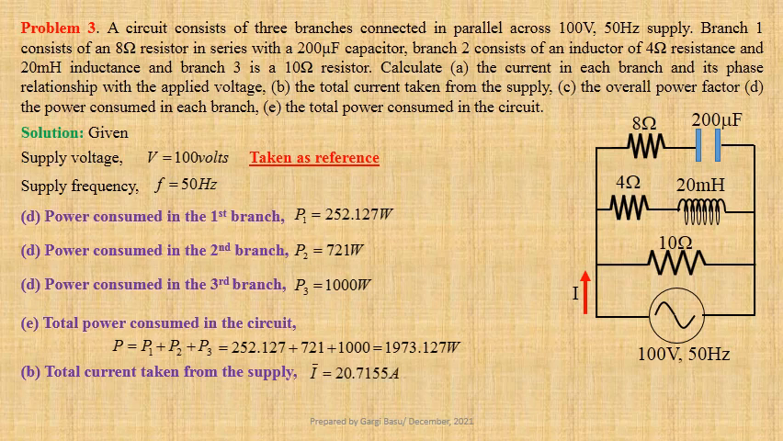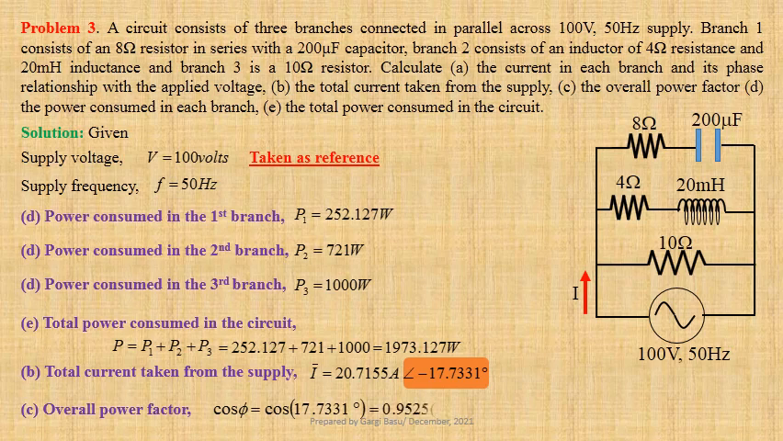We have determined total current taken from the supply I equals 20.7155 ampere at an angle minus 17.7331 degree. Now we shall determine overall power factor. Cos phi equals cos of 17.7331 degree. That gives us 0.9525 lagging.